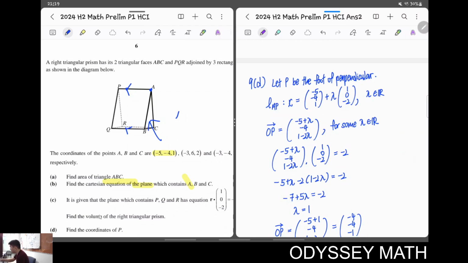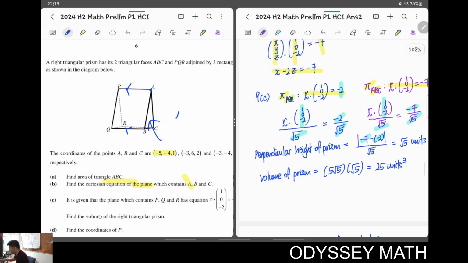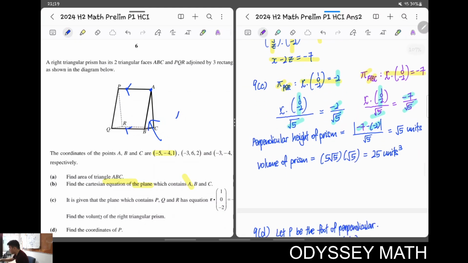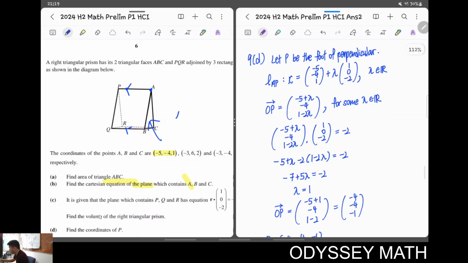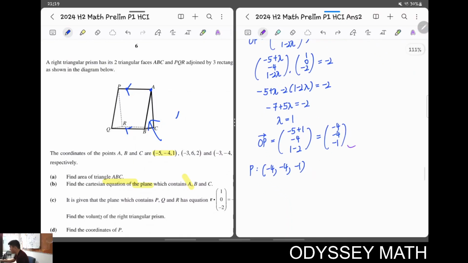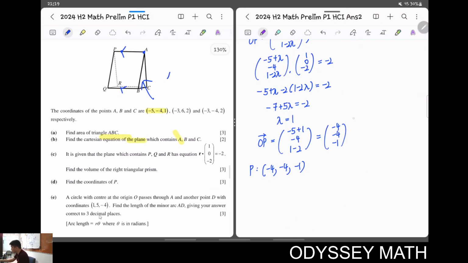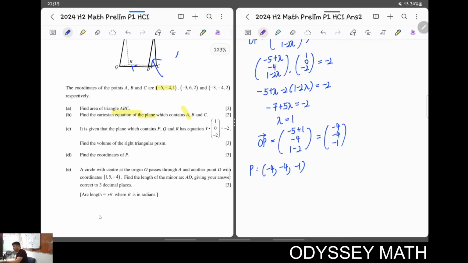Understand? And then we sub this into the equation of the plane PQR. Understand? And then we just solve for lambda, we plug it in here, and then we get that point P. And then remember to write as coordinates. This is the part the students always forget. If they want the coordinates, you don't give the position vector, you write this. Okay, that's it for D.